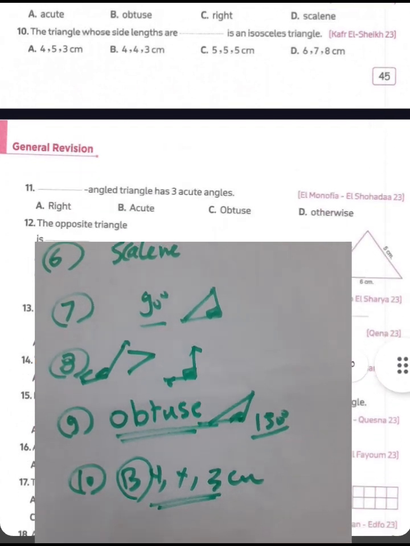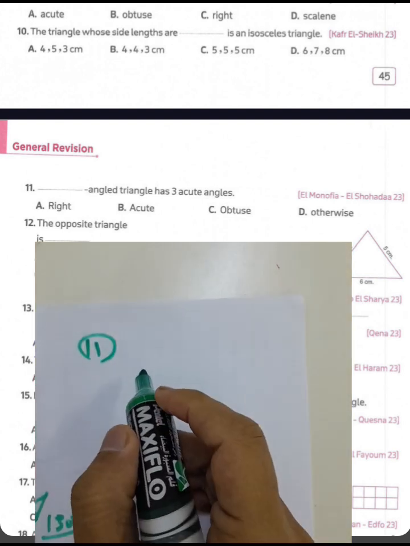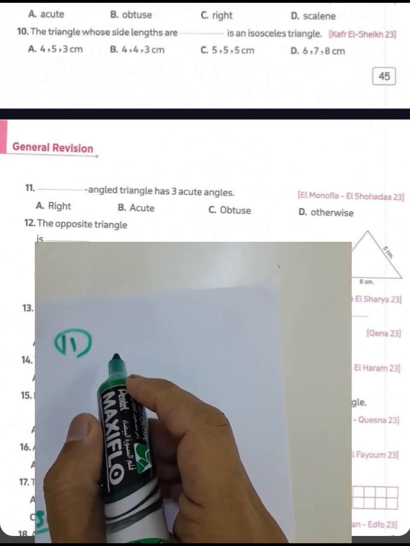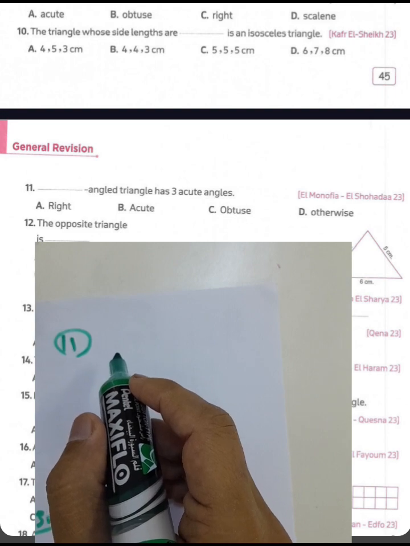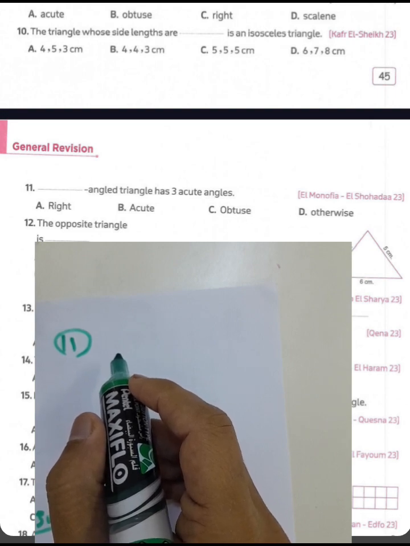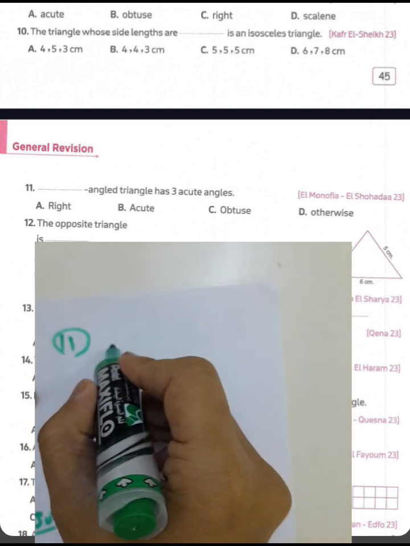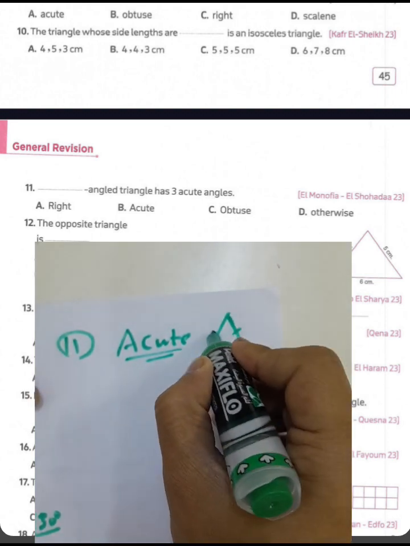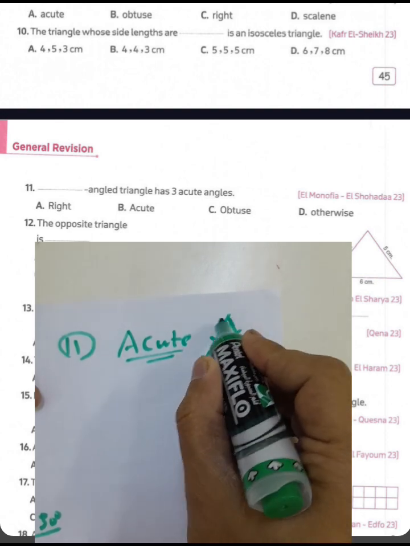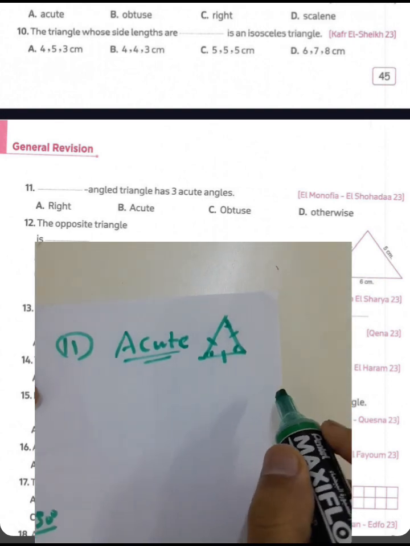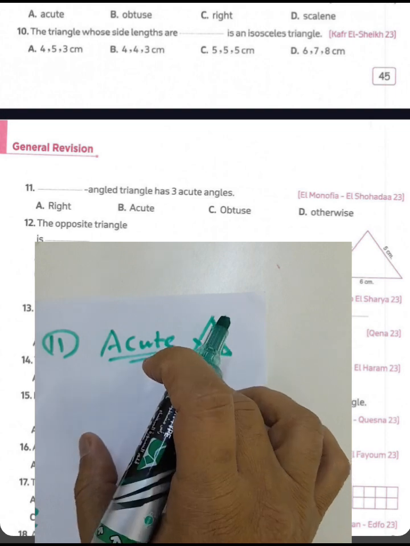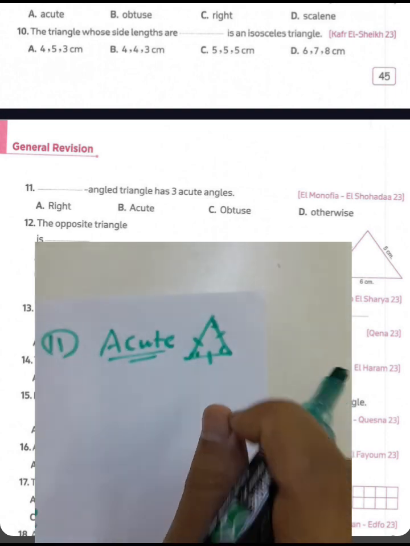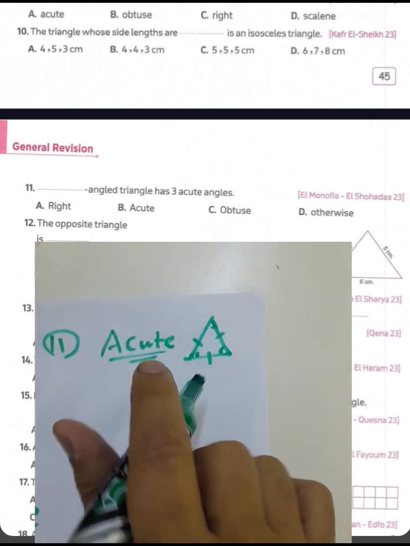Question 11. An acute angle triangle has 3 acute angles. We call it acute. Understood? Any acute angle triangle has 3 acute angles. Right, acute in question number 11.